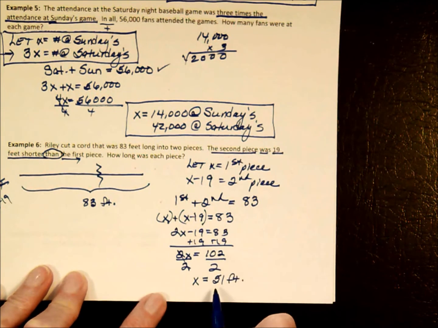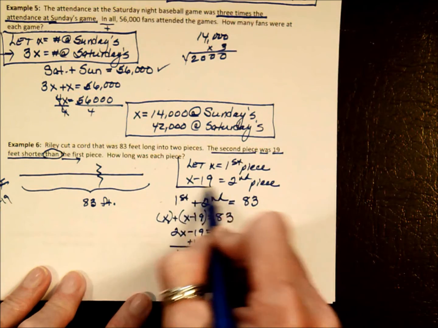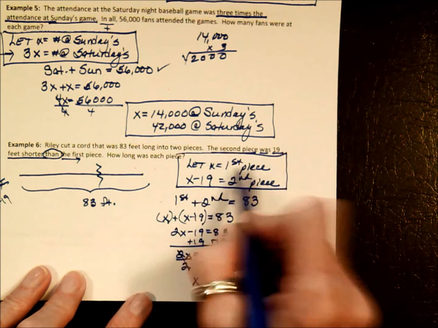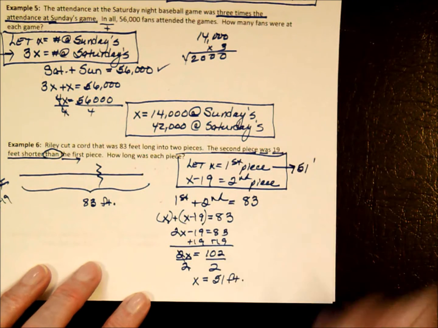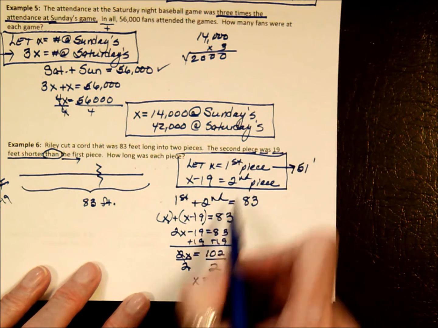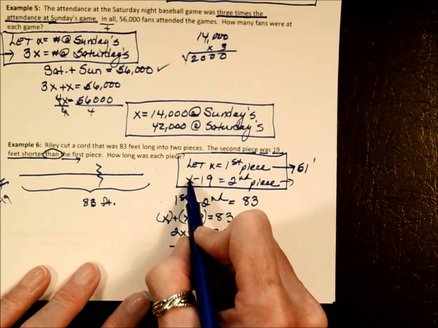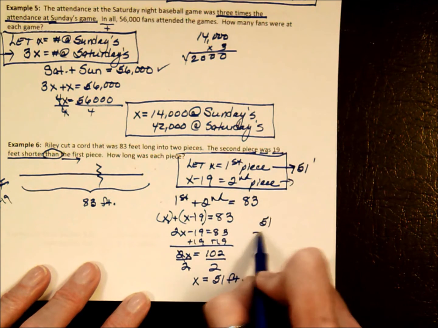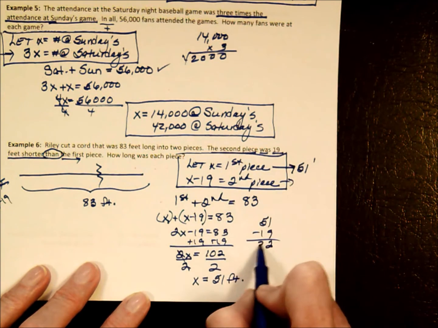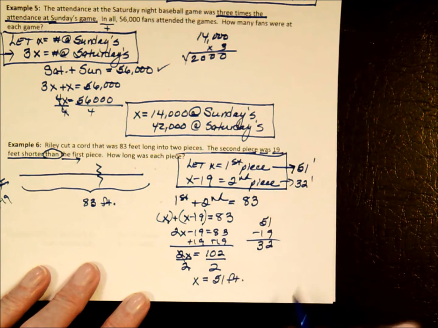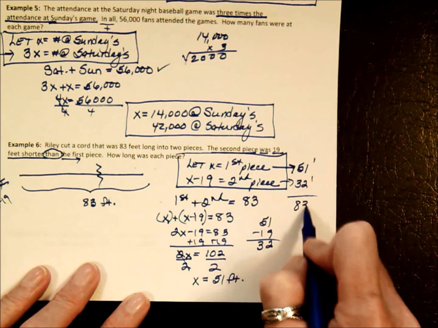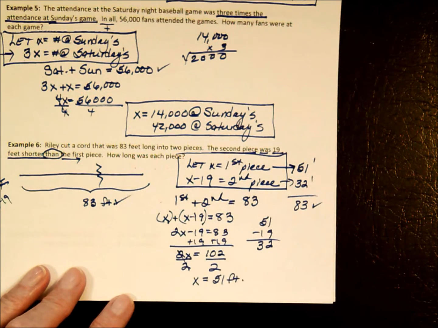Now what is x? Go back up to your let statements. x is my first piece, and I know that it is 51 feet. How do I find the second piece? It tells me right here, 51 minus 19. So my next piece is 32 feet. Add them up, and it checks. It makes 83.